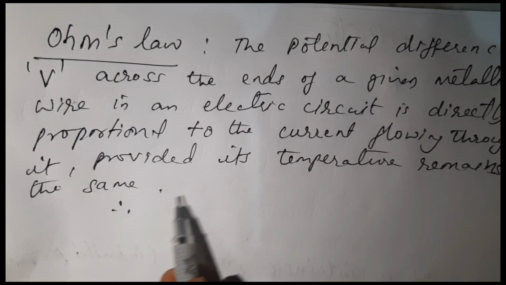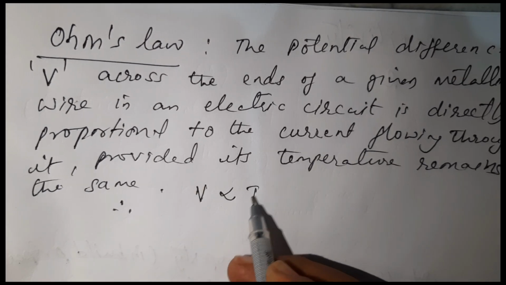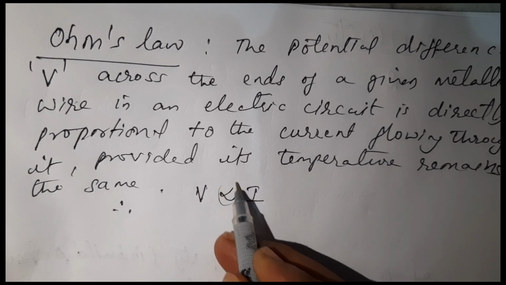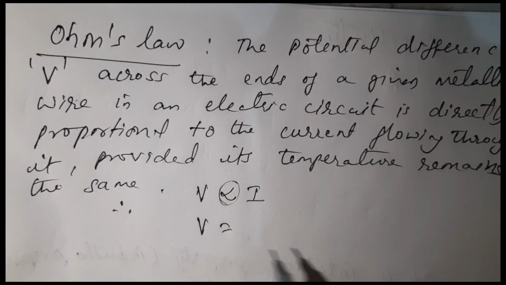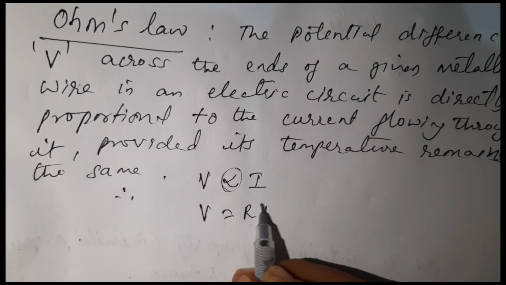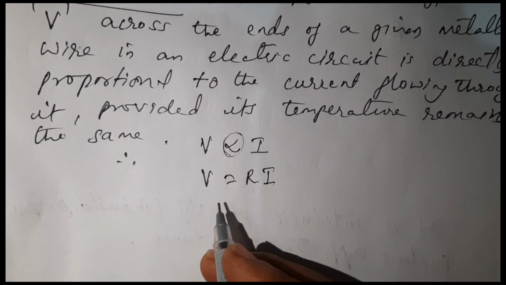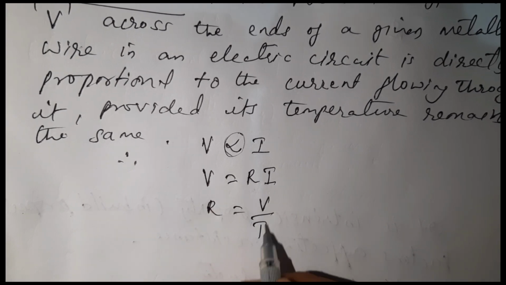So what does Ohm's law say? Potential difference across the conductor is directly proportional to current. So V is proportional to I. Whenever we use this proportional sign, we need to use a constant to remove it. So here the constant is R. So V equals IR. If we want to get the value of R, it's V upon I.